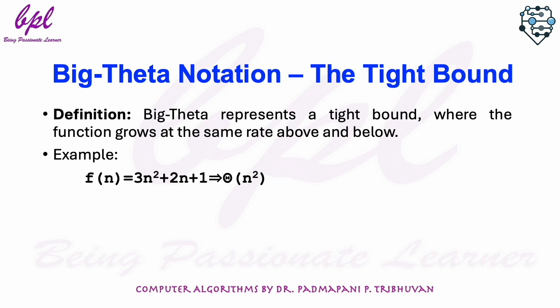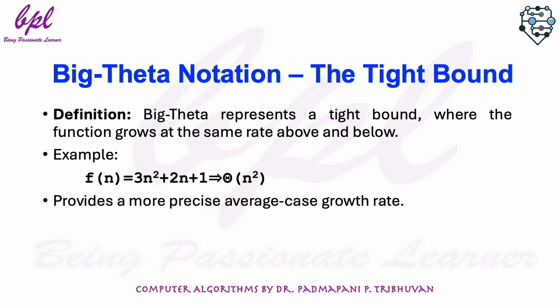Let's look at the example f(n) = 3n² + 2n + 1. For large n, the quadratic term 3n² will dominate the growth of the function. Therefore, we can express the growth of the function using big theta notation as Θ(n²).